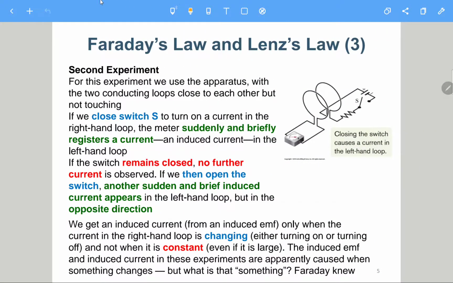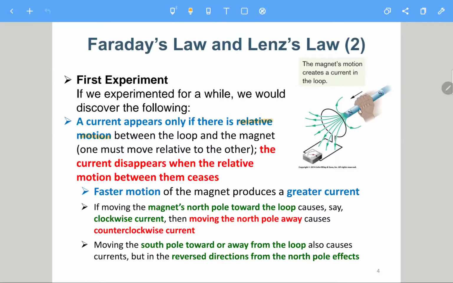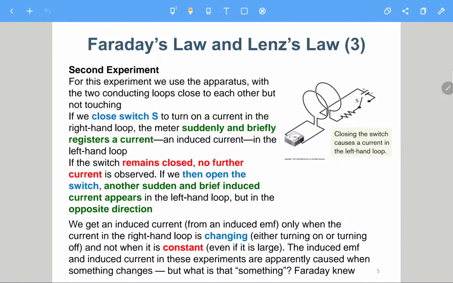So here we have a second experiment. We replace the magnetic bar by another loop and also the battery here. So in the previous chapter we know that this is a magnetic dipole, and actually this loop with a current is also a magnetic dipole.